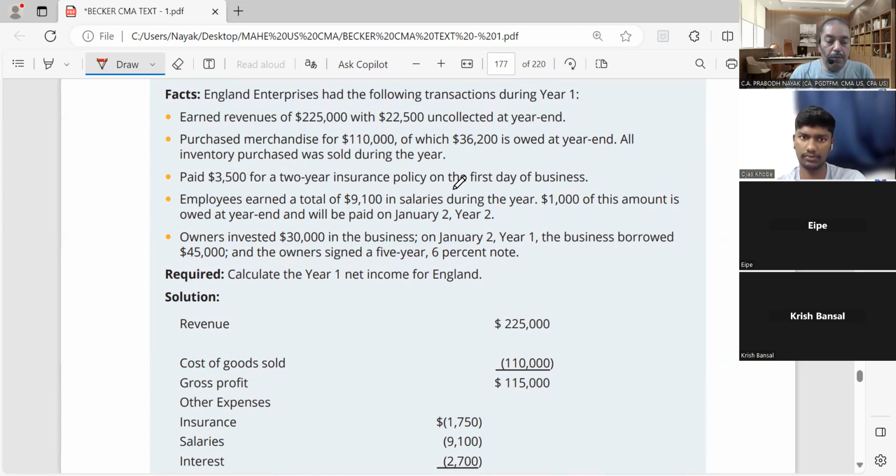Now, expenses that you have actually paid. You have paid 3,500 for a 2-year insurance policy on the first day of business. Since it is a 2-year policy, the current year bears only half the amount. So half of 3,500 is 1,750. Then employees earned a total of 9,100 in salaries during the year. 1,000 of this amount is owed at the year end and will be paid on January 2nd. But since it is incurred in the current year, irrespective of whether it is paid or not, the full amount becomes an expenditure.